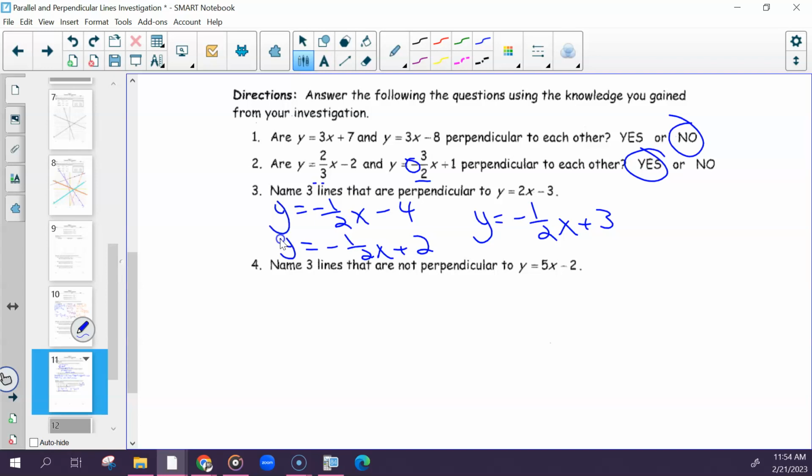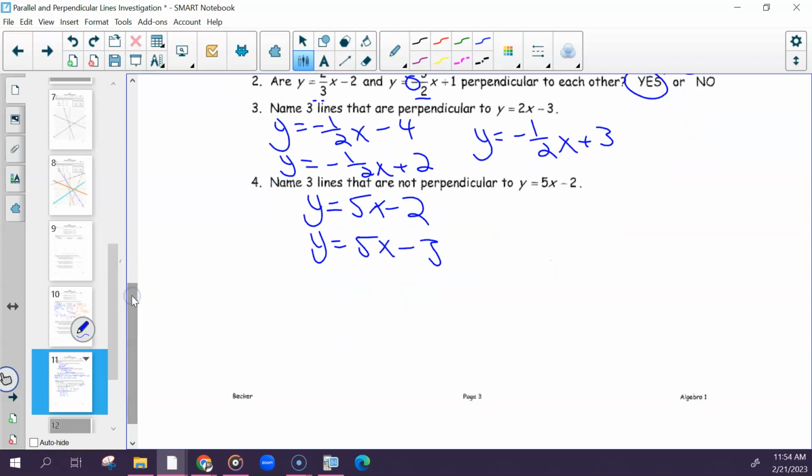Alright, now give me 3 lines that are not perpendicular to y equals 5x minus 2. Cameron? They're exactly the same. That will not work. Lily, and then Nature. 5x. Okay. Again, they're the same, so not perpendicular. Nature. Again, you could have also said negative 5x plus or minus whatever. You could have said 1/5 x plus or minus whatever, because those would still not be perpendicular. They didn't do both things.